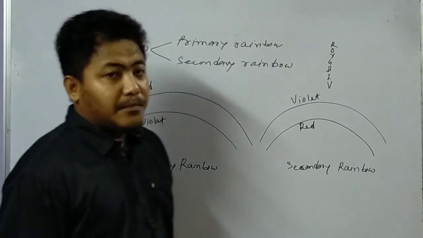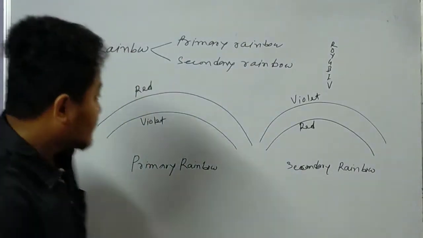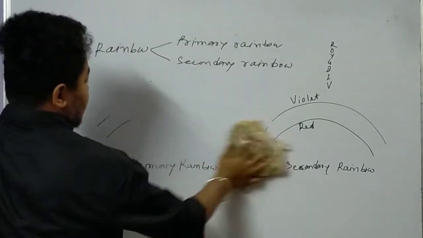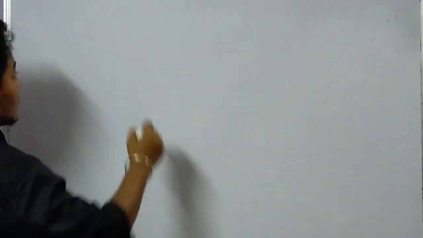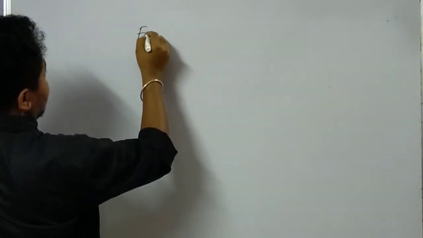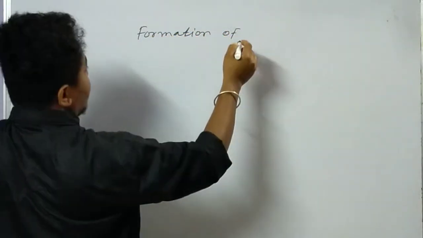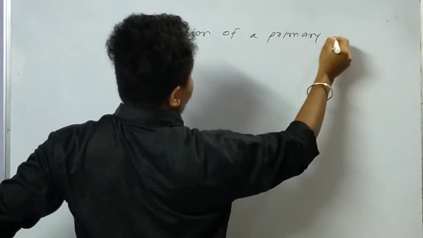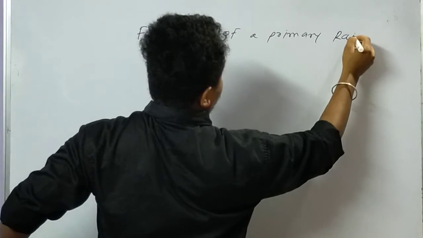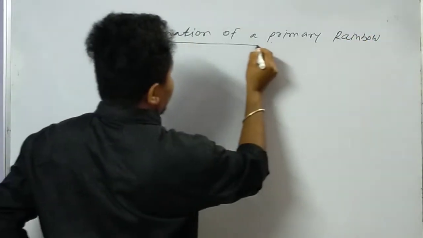Let's write down the formation of primary rainbow. Formation of primary rainbow. You can write here formation of a primary rainbow. Just note the headline.